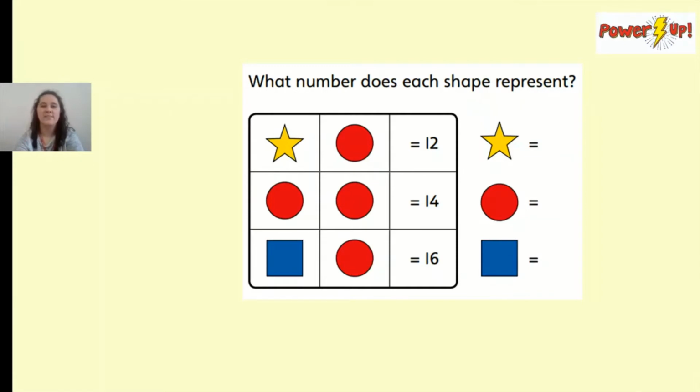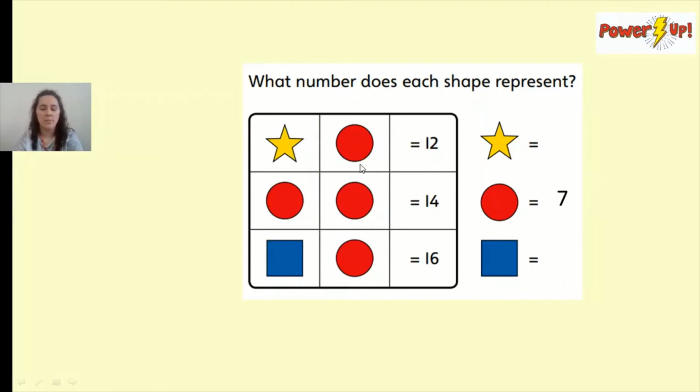Have you done that? Fantastic. I will now show you what the answers are. I started by looking at this line here. So if it has two circles that make 14, the two circles must represent the same amount. So I thought of what is half of 14, and I knew that half of 14 was 7. Therefore, if we add 7 and 7, it would make 14. So I found out the amount of the circle.